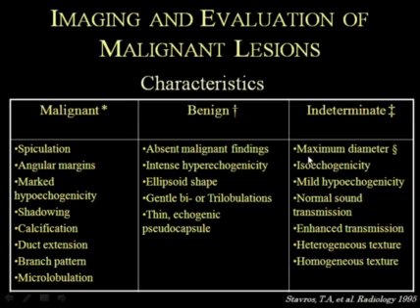Indeterminate findings. Well, there's a lot of things that could be in the indeterminate category. If they were isoechoic, if they were mildly hypoechoic, if they had normal sound transmission, if they had enhanced transmission, if there were heterogeneous texture, as I showed you earlier on some of the earlier ultrasound images, or homogeneous texture. So many things that don't quite fit in the malignant or the benign category are in the indeterminate category, but some things definitely can be in more than one.